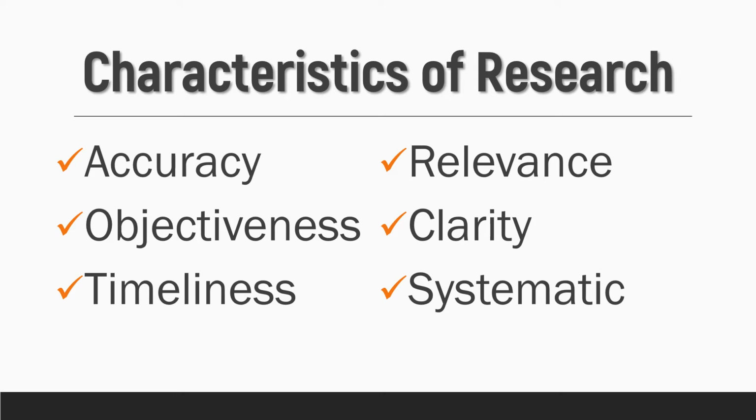The next characteristic we have here is timeliness. When we say timeliness, the topic that we chose for our research should be timely. It should be applicable to the present condition of our society. Okay? We should not be conducting research on something that happened thousands of years ago. We should be conducting a topic that is timely, that is applicable to the present times.